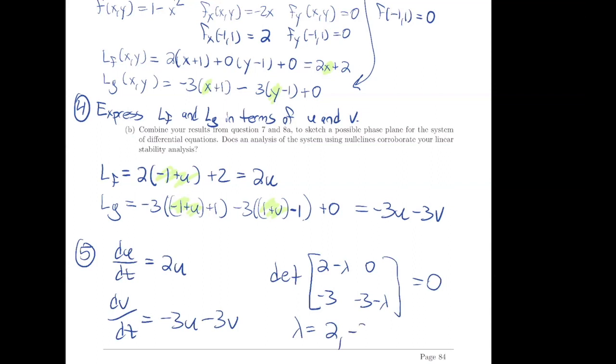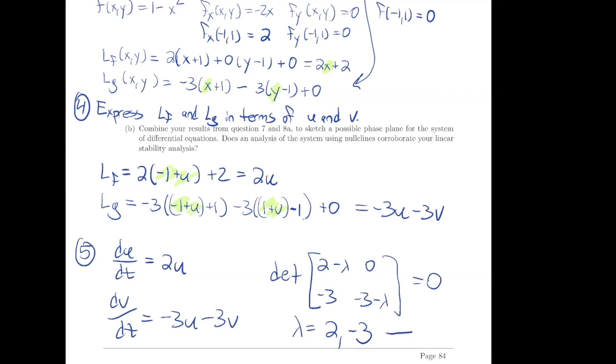And if you calculate the eigenvalues for that linearized system, we get different eigenvalues. We have a +2 now and a -3. So that means the point at (-1, 1) must be a saddle. Any questions?